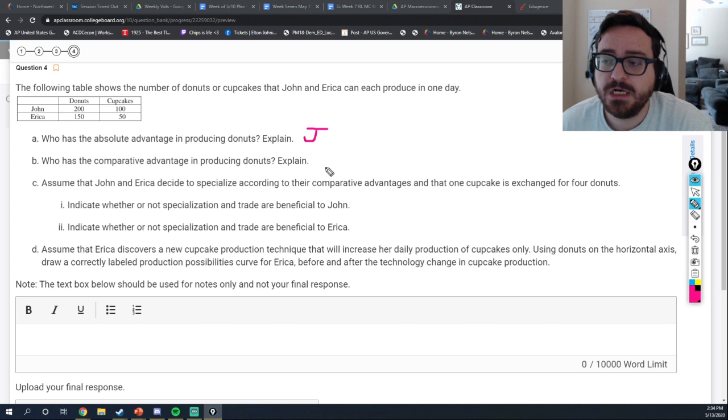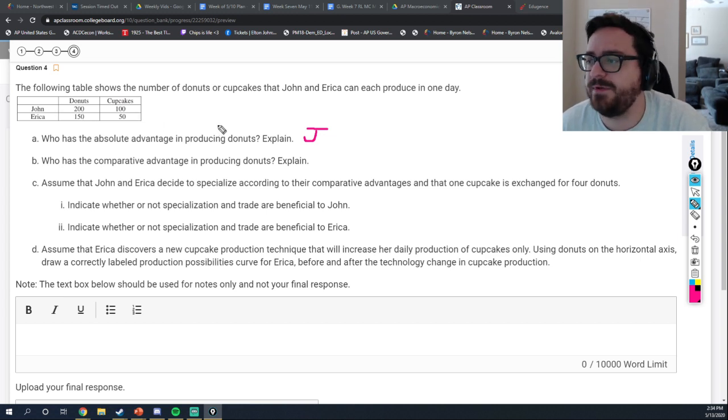That's the explanation. For an explanation on a problem like this, you are really just rephrasing or applying the definition to the situation, which in this case, absolute advantage definition is who can produce the most given the same amount of resources. So I would just say, John, because he can produce the most donuts given the same amount of resources. He can produce 200 donuts given a day, where Erica can only produce 150. If they asked for cupcakes, it would be the same thing, because John can also make more cupcakes.